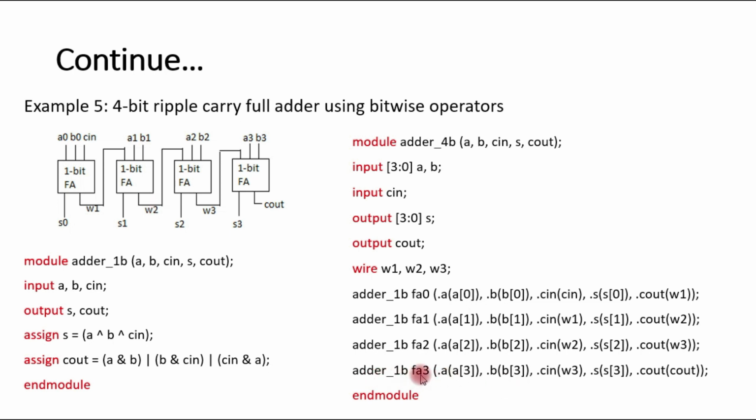In case of the fourth full adder circuit, that is this one, A is equal to A3, B is equal to B3, Cin is equal to W3, and sum is S3, and Cout is here Cout. So Cout is here Cout, AND module. So here we are using the instantiation process, and using this instantiation process we modeled the 4-bit ripple carry full adder using 1-bit full adder circuits with bitwise operators.